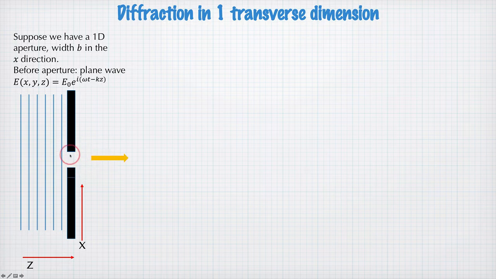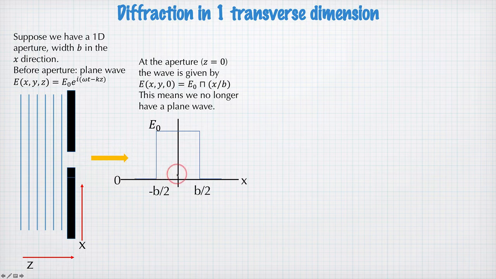Immediately at this aperture, at what we'll call the Z equal to 0 plane, the wave will have an amplitude that looks like this in the X direction. So the profile in the X direction will be 0 everywhere except for a width B centered around the axis here. And what this means is we no longer have a plane wave.